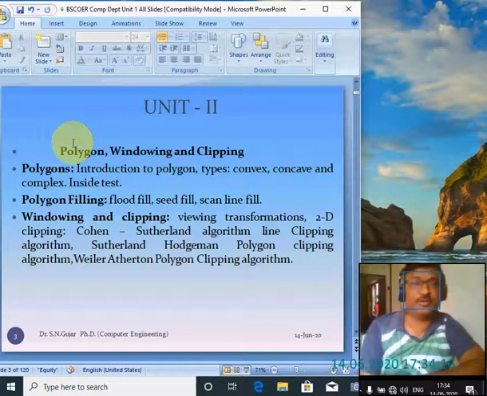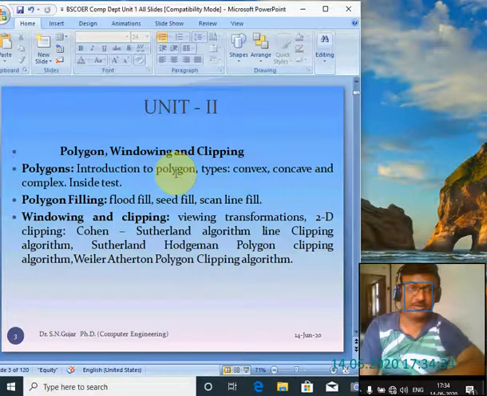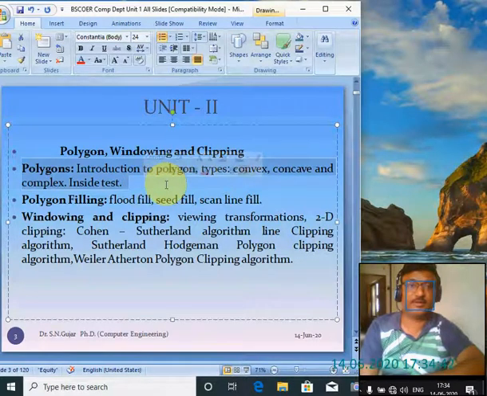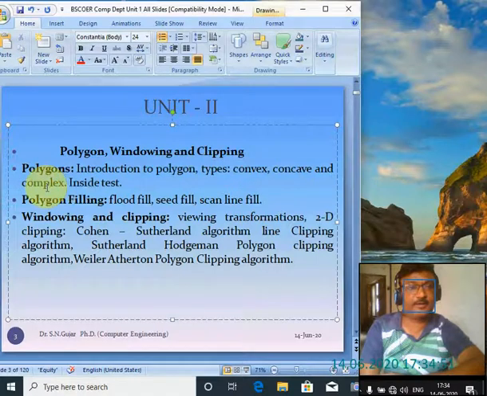In the second unit we are going to learn polygon, windowing, and clipping. What is the definition of a polygon and how do we draw a polygon by using computer graphics? A polygon is any closed figure, and the minimum number of edges or vertices required to draw a polygon is 3. So a triangle is the first polygon, and then go for the square, rectangle, pentagon, and so on. There are types of polygon: convex polygon, concave polygon, and complex polygon.